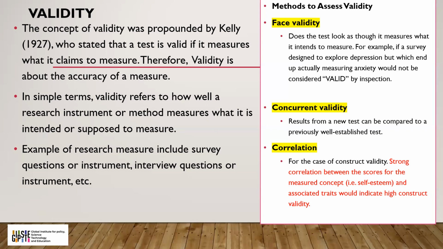For example, if a survey is designed to explore depression, but it ends up actually measuring anxiety, you wanted to measure depression, but it ended up measuring anxiety, then the instrument is not valid by inspection, because the two concepts are different. Depression is different from anxiety.